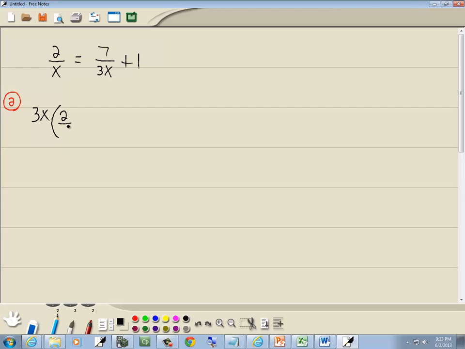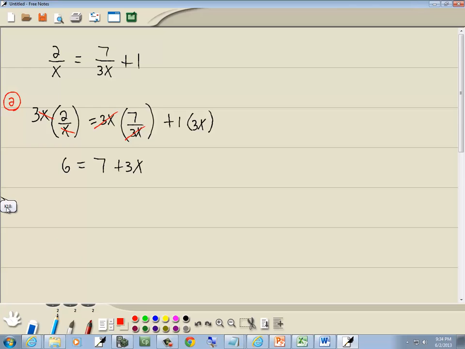So multiply that times 2 over x. We'll multiply it times 7 over 3x. And we'll multiply it times the 1. When I say everything, you have to multiply it times what's separated by pluses, minuses, and equals. Well, here these x's cancel. And here these 3x's cancel. So we're left with 3 times 2, which is 6. And here we're left with 7. And 1 times 3x gives us 3x.